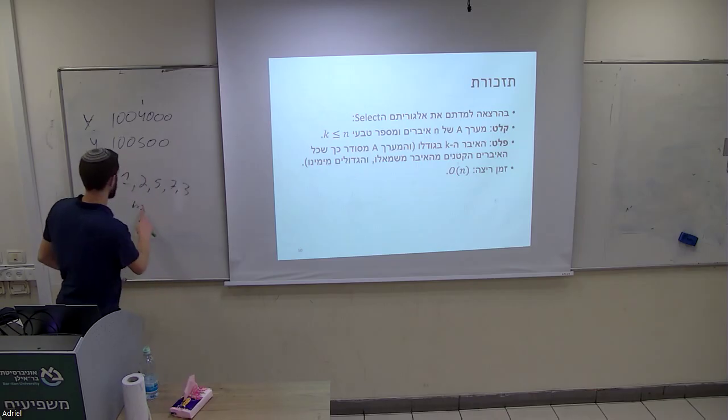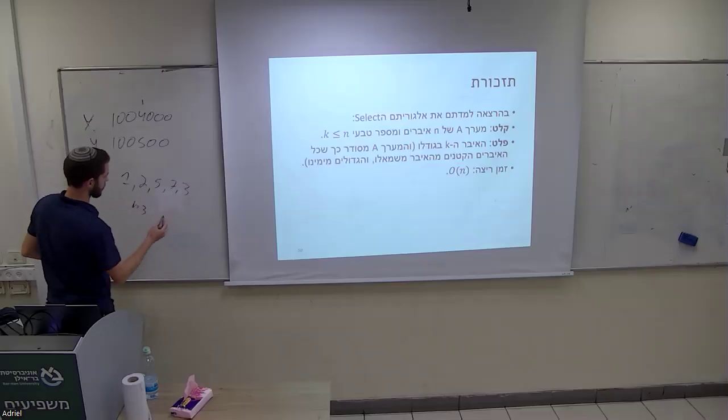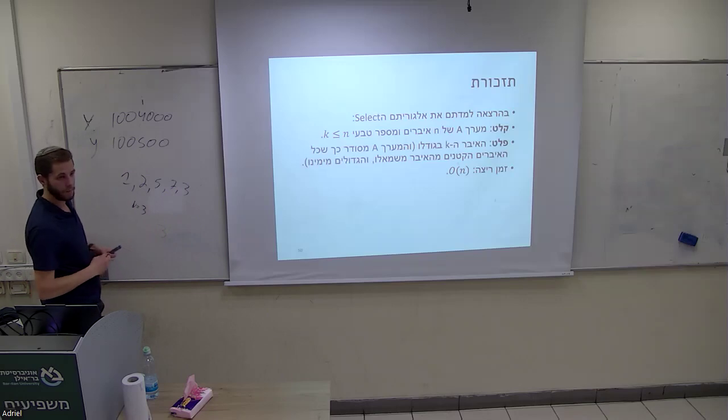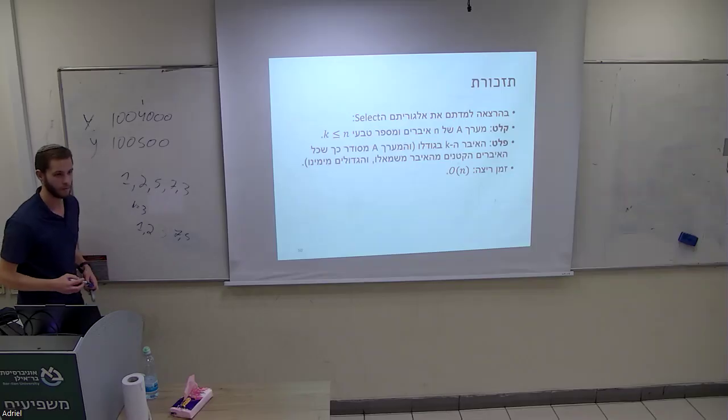So k equals 3. I think it's a little clearer here. So 3 would be our element that we look for. And then 2 and 1 would be on this side. And 5 and 7 would be on this side, but they're not necessarily sorted.